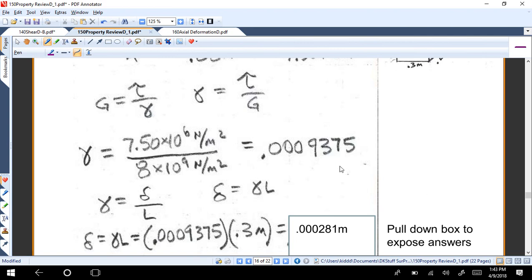Okay, so we got load and area to stress. We've got the modulus where we get to strain, and then we got the length that gets us to delta. So that's how that goes.